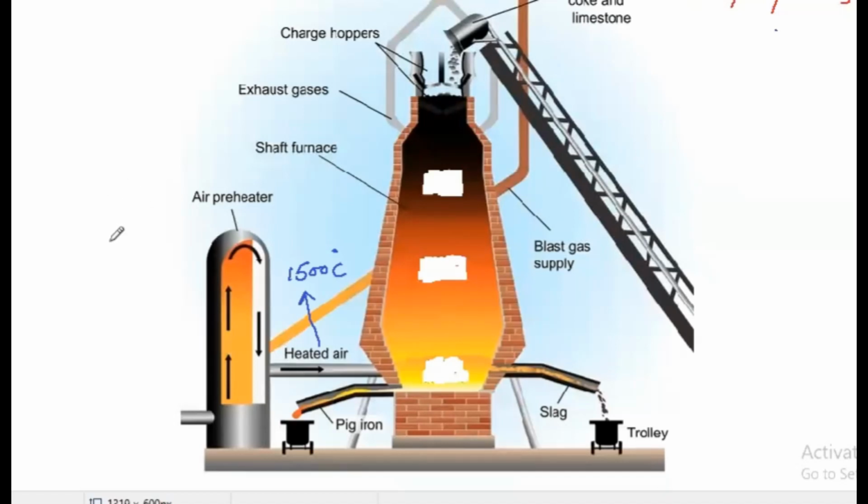Today we are going to discuss the extraction of iron metal. As you can see, the instrument which is used to extract metal in the chemical industry is the blast furnace. So this is a blast furnace.